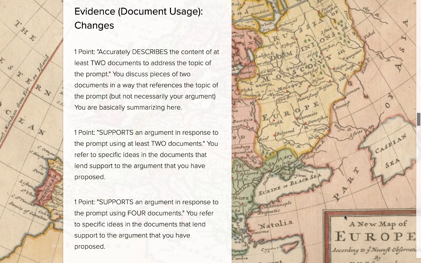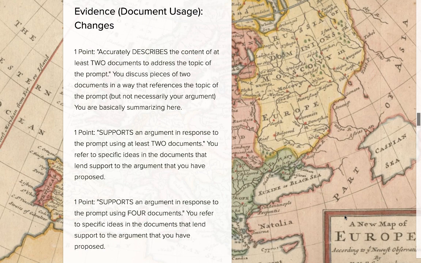This is basically you summarizing here. So for instance, if you're doing something about the Cold War and you look at a couple documents and you show how those documents are indeed about the Cold War, well, that'll get you a point. But that's about all you're going to get out of that.